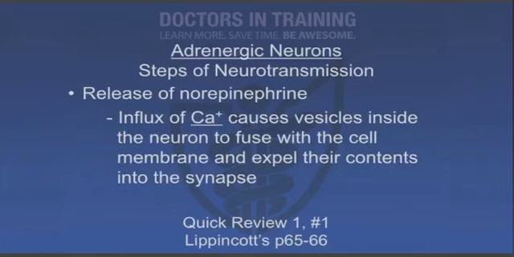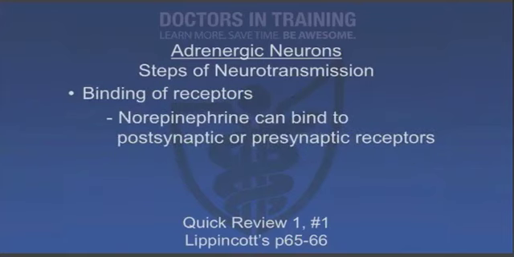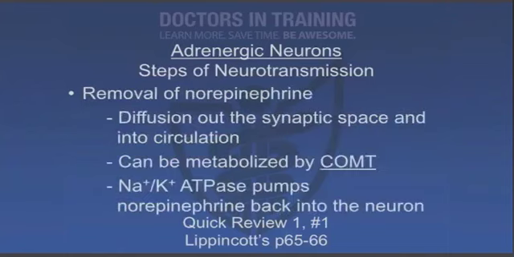You get influx of calcium that causes vesicles inside the neuron to fuse with the cell membrane and expel their contents into the synapse. And then for the binding of the receptors, norepinephrine can bind to either postsynaptic or presynaptic receptors. And then finally, for removal of norepinephrine from that synapse, you can get diffusion out of the synaptic space and into the circulation. Or it can be metabolized by COMT, which we talked about in this lecture as well. And then also there's a sodium-potassium ATPase pump that can pump norepinephrine back into the neuron itself. All right, so now you've got another way of studying that whole series of events.